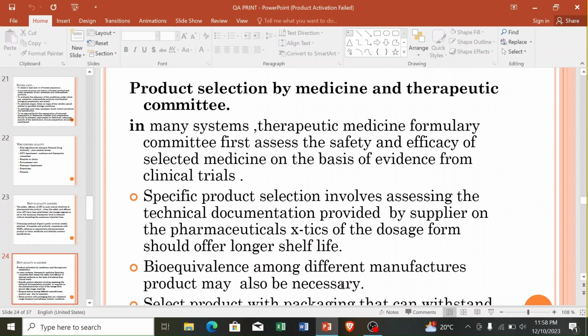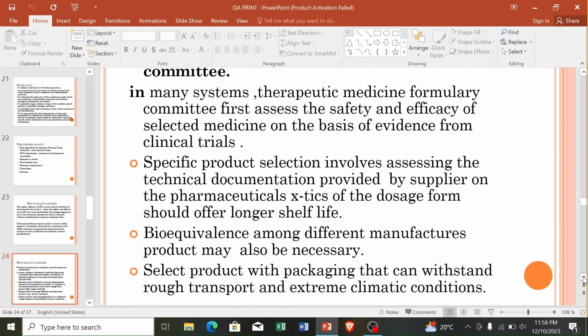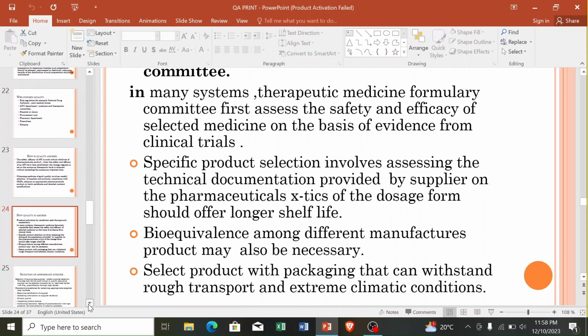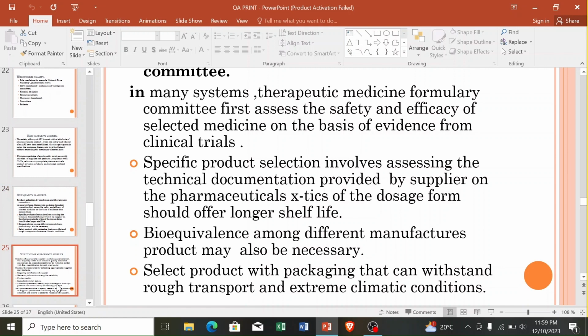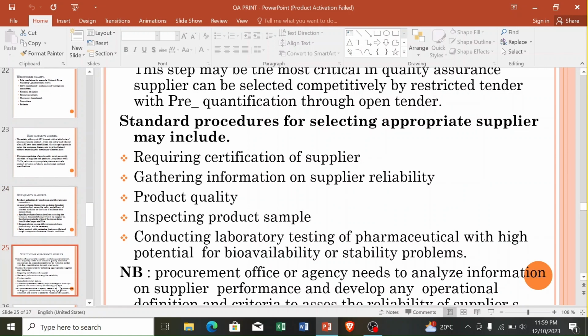Bioequivalence among different manufacturers' products may also be necessary. And then we select products with packaging that can withstand rough transport and extreme climatic conditions. So that is one way under selection, those are things we have to put in place when the Medicine and Therapeutic Committee has sat down in order to do selection of medicine. Okay.